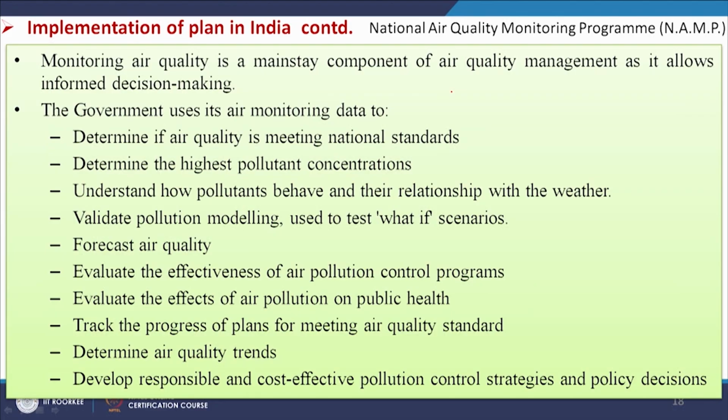The government uses its air monitoring data to determine if air quality is meeting national standards, determine the highest pollutant concentrations, understand how pollutants behave and their relationship with the weather, validate pollution modeling used to test scenarios and forecast air quality, evaluate the effectiveness of air pollution control programs, evaluate the effects of air pollution on public health, track the progress of plans for meeting air quality standards, determine air quality trends, and develop responsible and cost effective pollution control strategies and policy decisions.